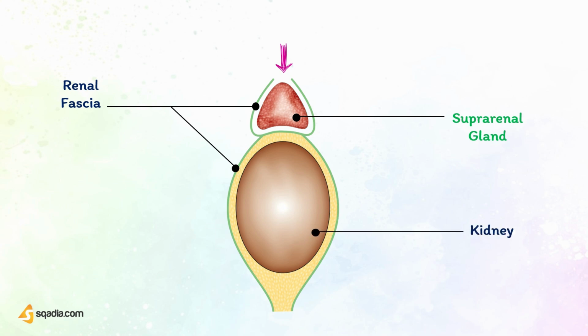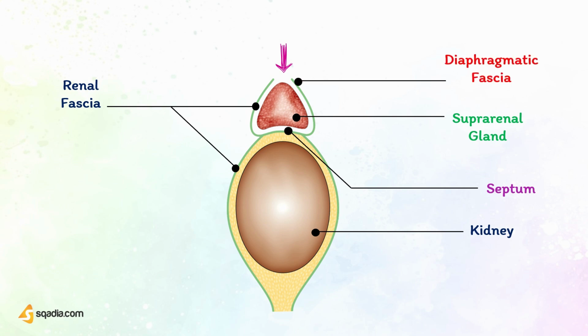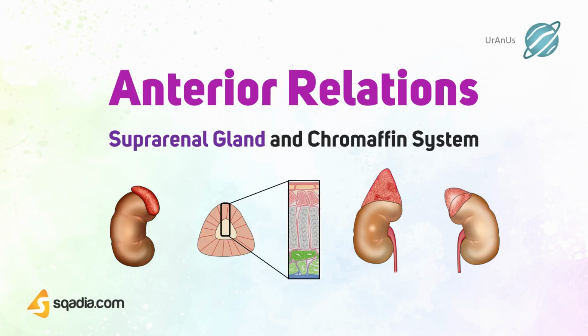The gland is separated from the kidney by a septum, while this is diaphragmatic fascia. So, summary is that the kidney and suprarenal glands are enclosed in the renal fascia, with a septum intervening. So, this was all about this section. In our next section, we will talk about the anterior relations of right and left suprarenal glands.